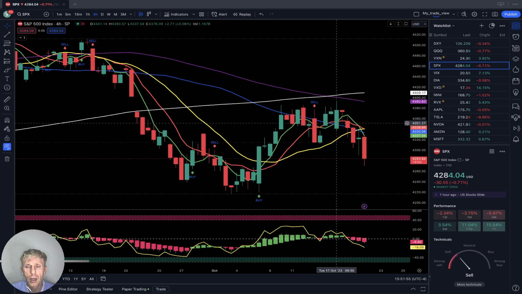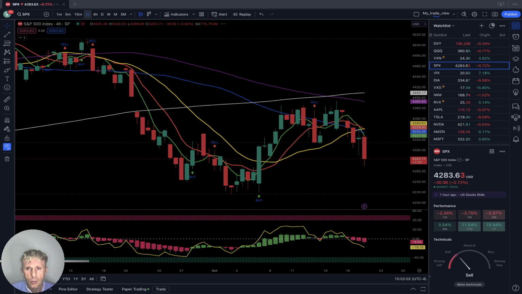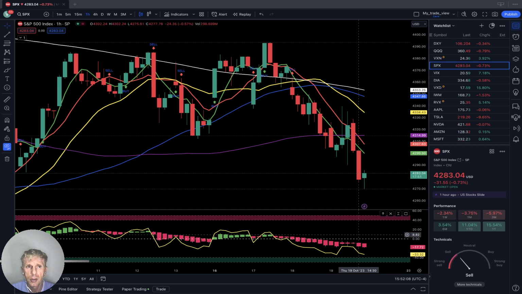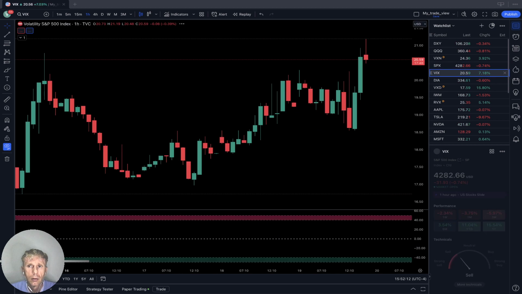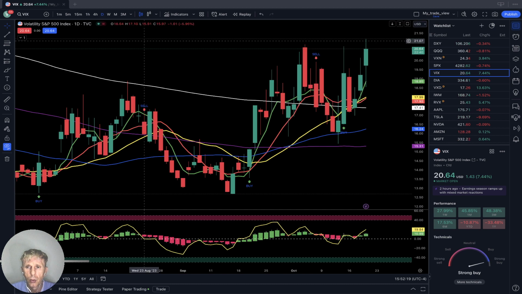4 hours time frame, last bar below all moving averages, RSI bearish trend. 1 hour time frame, last bar below all moving averages, bearish trend. All indicators bearish. VIX volatility index for S&P 500 plus 7.5%, bullish, it is bearish for S&P 500.